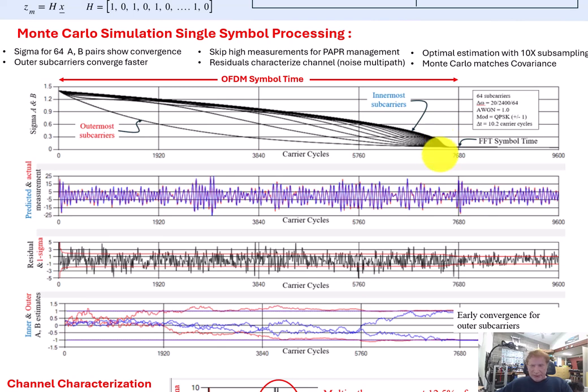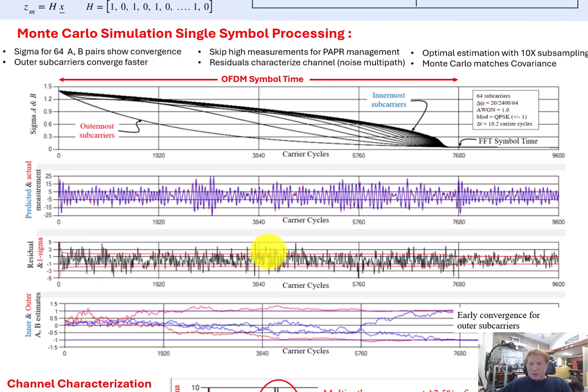The second pane shows the predicted measurement and actual measurement from the Monte Carlo simulation. This shows the spiky nature of the OFDM signal and suggests the requirement for high-resolution sampling. The difference in the red and blue curves on this second pane form the residual that is plotted on the third pane. The third pane also shows the plus and minus residual standard deviations as the red lines.